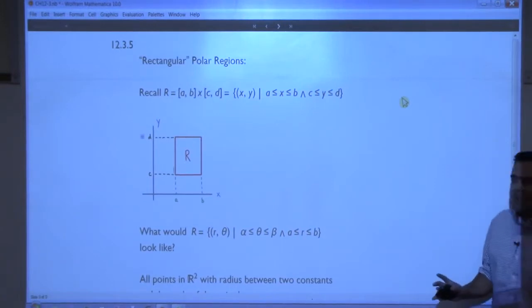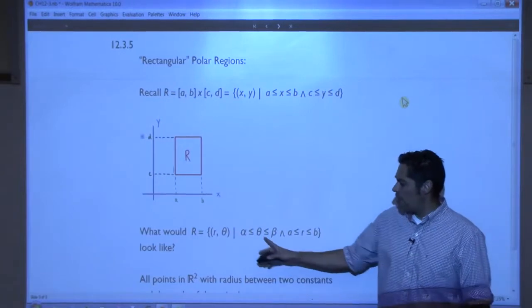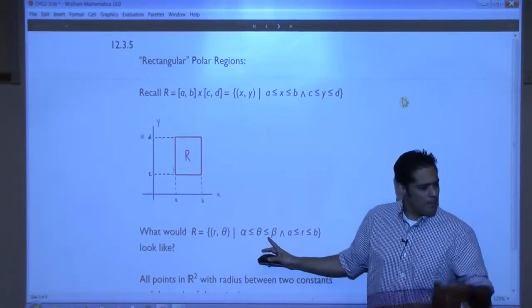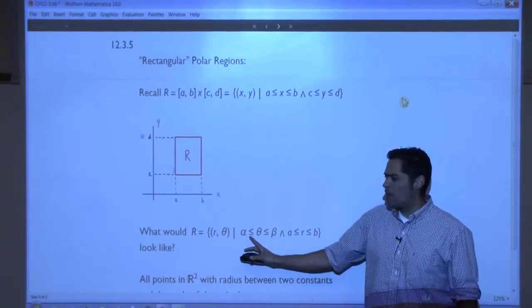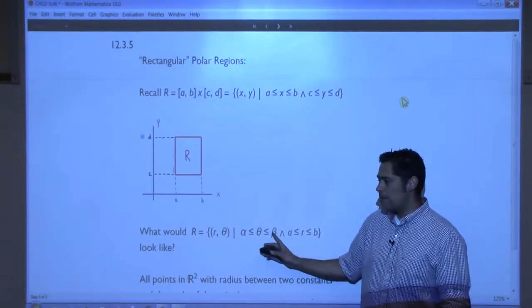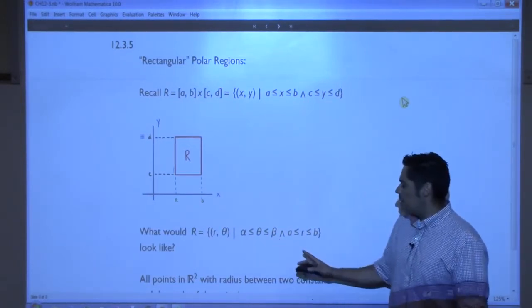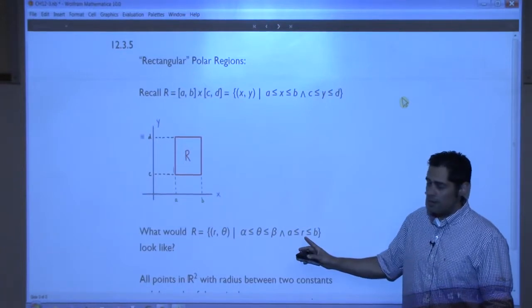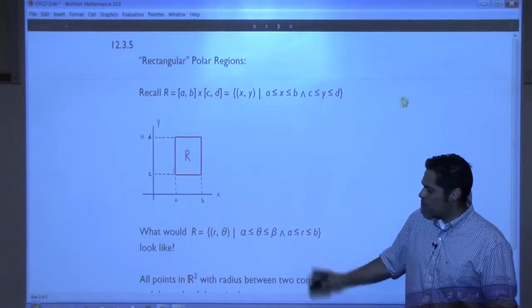So instead of your x and y being stuck between two constants, what if your theta was stuck between two constants? Because, right, polar, you need theta and r, right? So what if your angle's stuck between two constants? We like to use alpha and beta as our constants, a, b, right? But in Greek letters, alpha, beta. And then our r is stuck between two constants. We use the regular script a and b. So what would that look like?